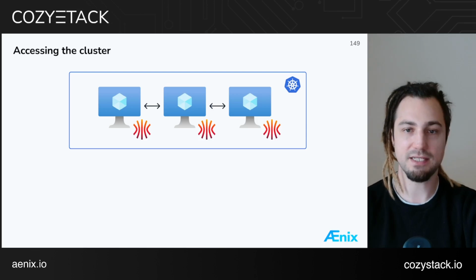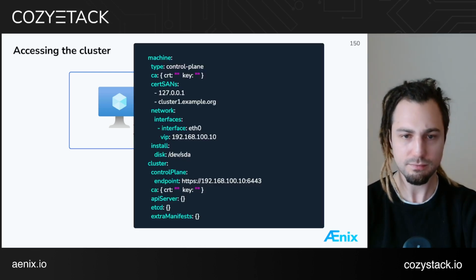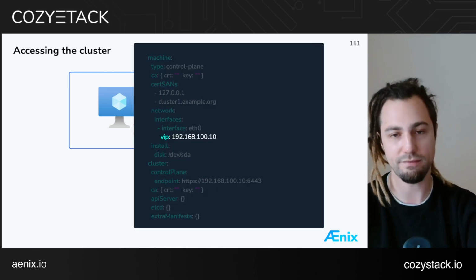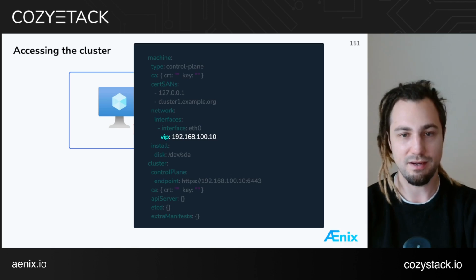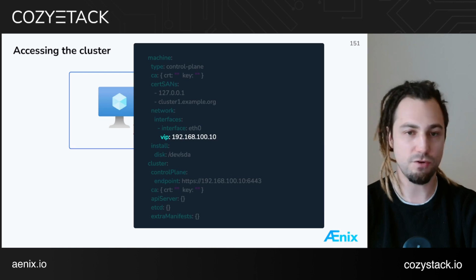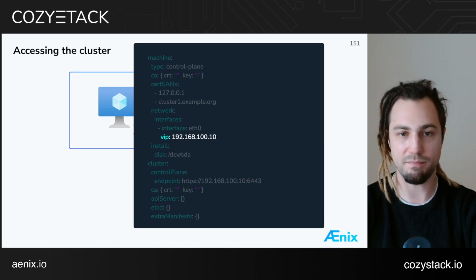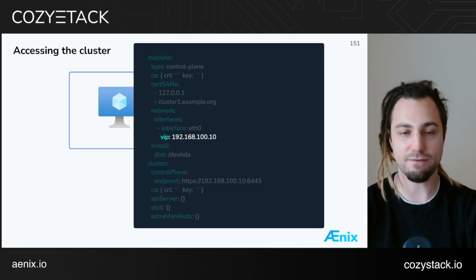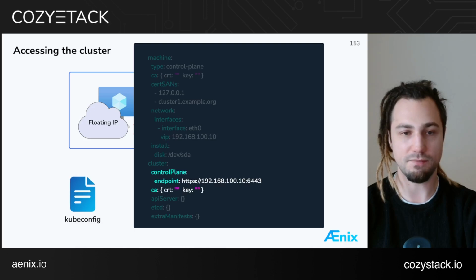Okay, how can we access this Kubernetes cluster? In the Talos configuration, you have this VIP setting. You can assign it only for a control plane node for some specific interface. It works pretty similar to VRRP, but it is not VRRP. It's fully controlled in user space by checking etcd state. So you can specify your virtual IP address here. It will create a floating IP which will move between the nodes.